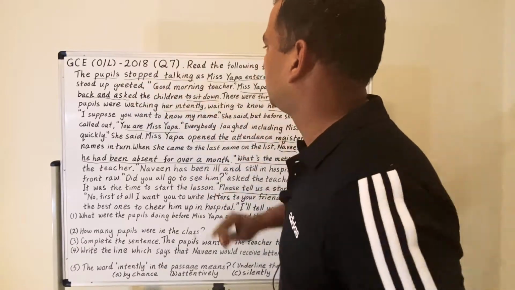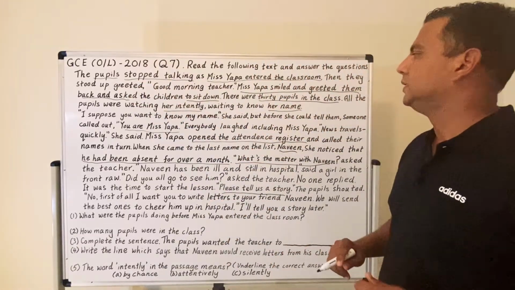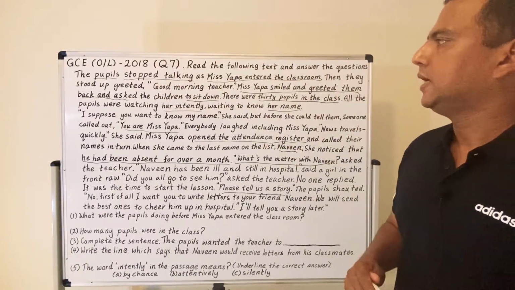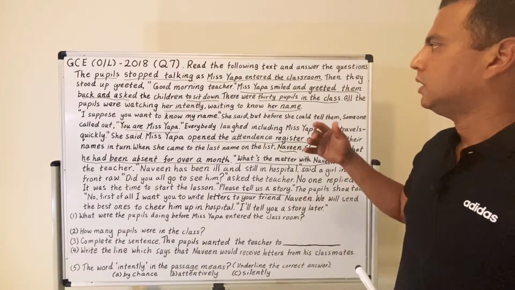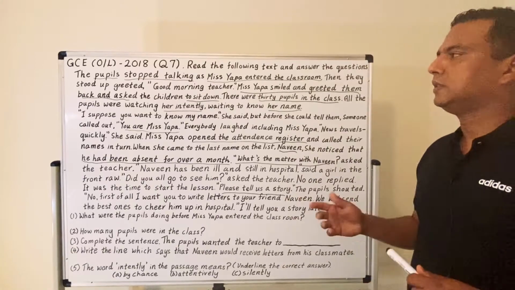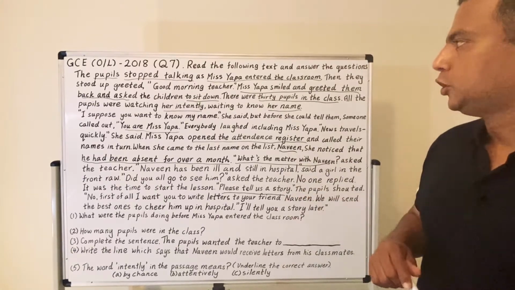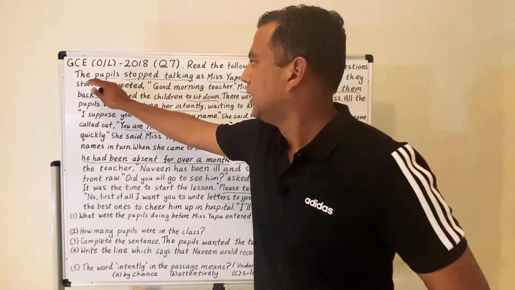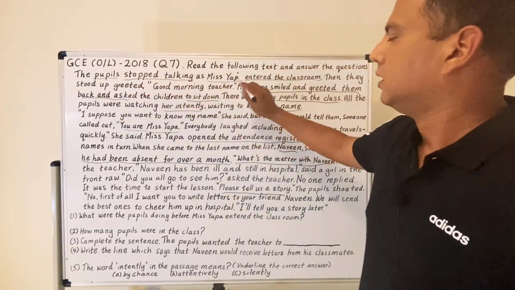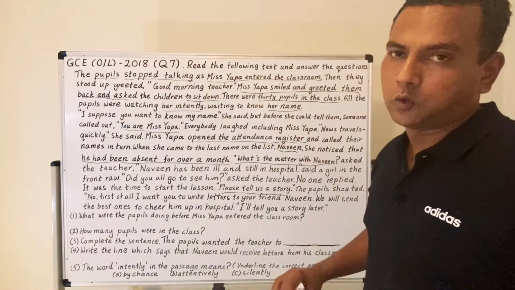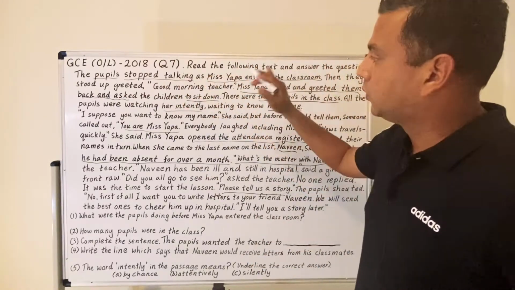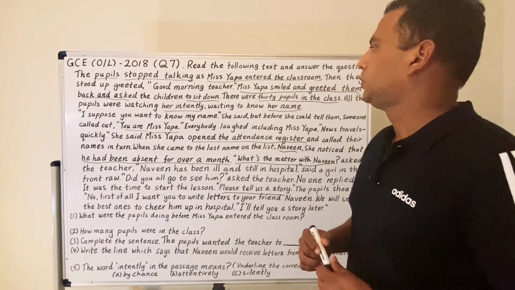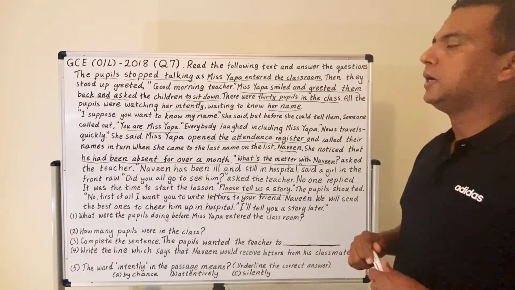The pupils stopped talking as Miss Yapa entered the classroom. So you can see in the first line it says the pupils were talking as Miss Yapa entered. So what were they doing? They were talking before she entered the classroom. So it's very easy. So you say straight away the pupils were. Instead of saying stopped talking, you say, because they're asking what they were doing before she entered.